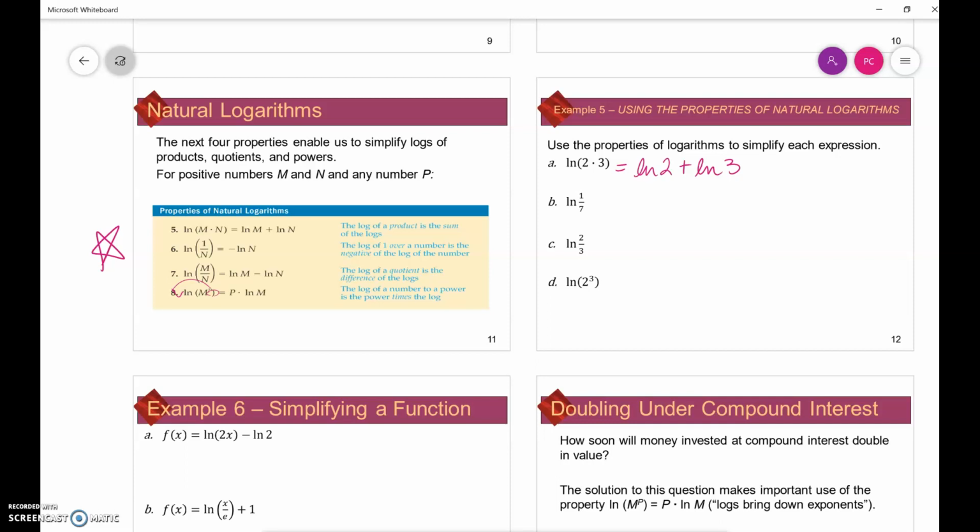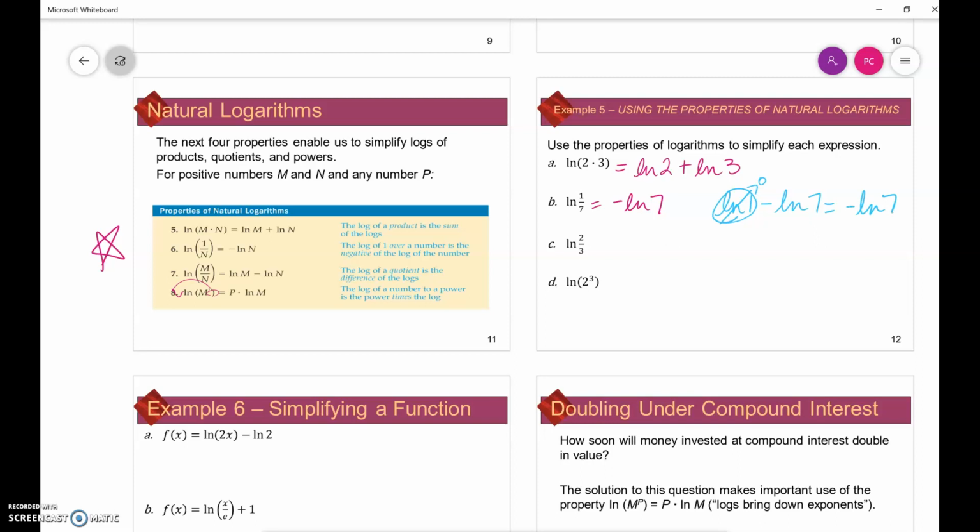On B, you've got property 6 that helps you here. This just becomes negative ln of 7. If you don't remember that one, it's not a huge deal. What you could also do is, we know division breaks up as subtraction. So I have the ln of 1 minus the ln of 7. And if you recall, any logarithm of 1 is equal to 0. So that's 0 minus ln of 7, and that's where that negative ln of 7 is coming from.